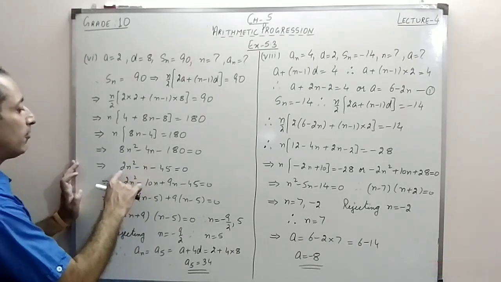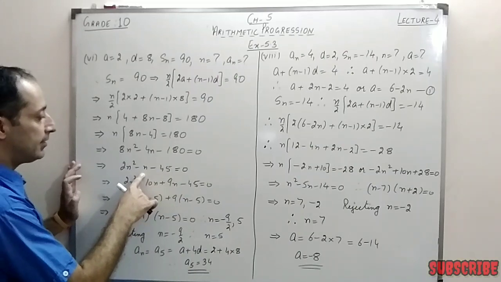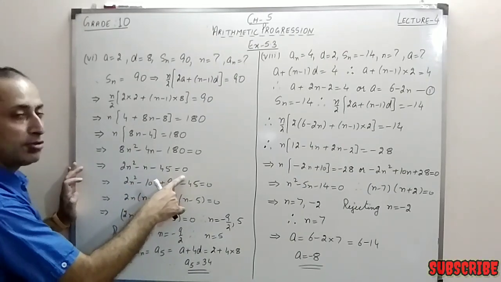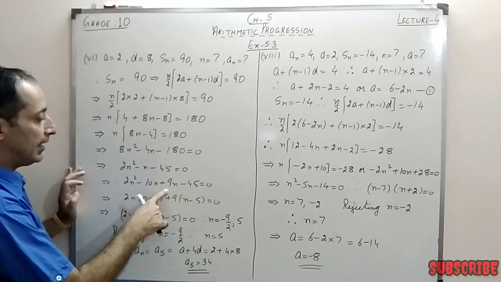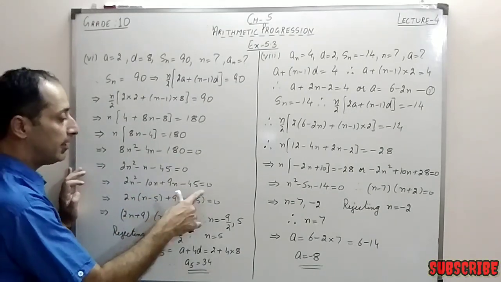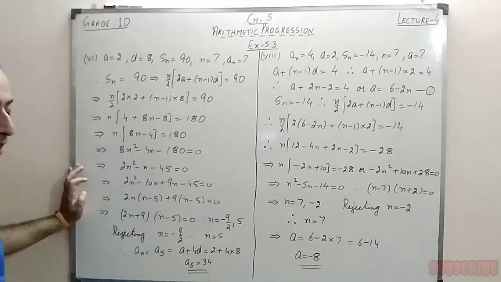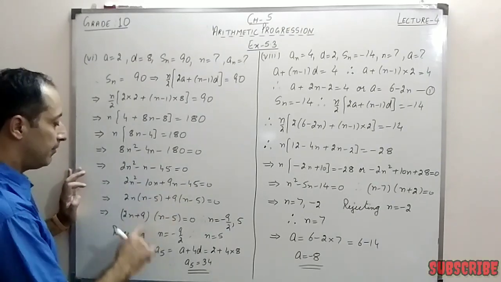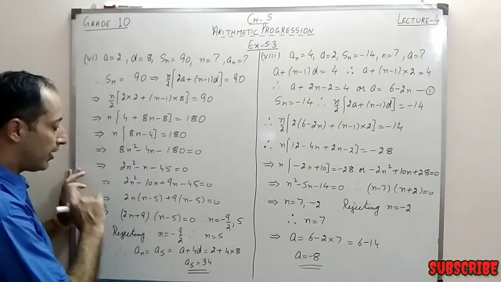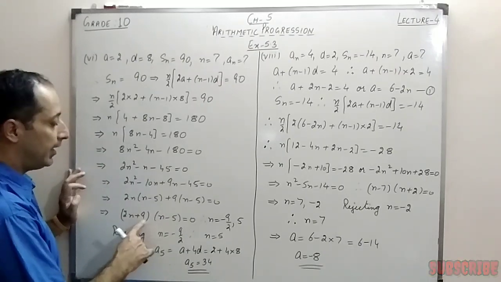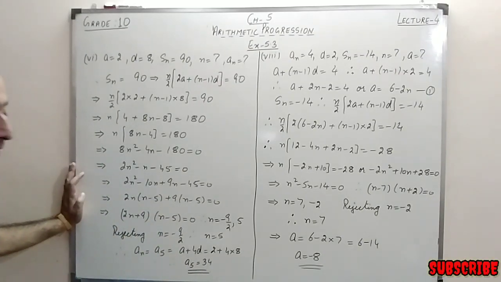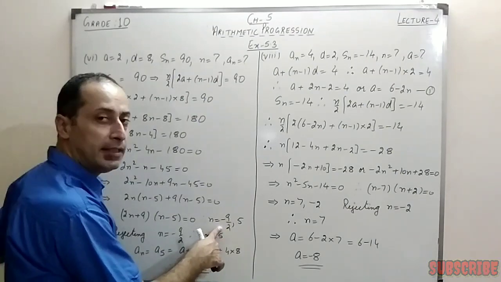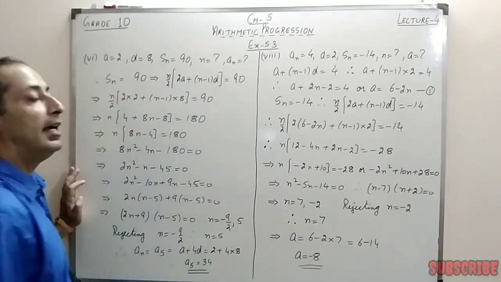So now I have the quadratic equation as 2n square minus n minus 45 equals 0. I make the factors: 2n square minus 10n plus 9n minus 45 equals 0. On splitting the middle term, I get the factors of this quadratic equation as 2n plus 9 and n minus 5 equals 0, which gives me two values of n. The first value is minus 9 by 2 and the second value is 5.